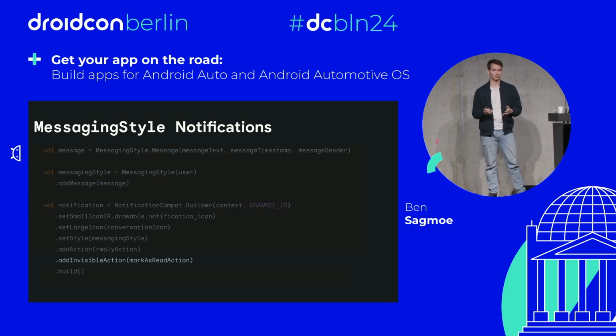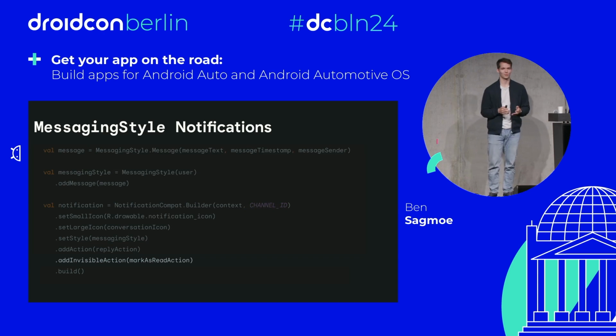And if you really want to, after you've added that support, you can do it only for Android Auto by making it a hidden action on the notification on phones. And so you can really kind of stealthily improve your product's experience, even if you don't want to support that on mobile.